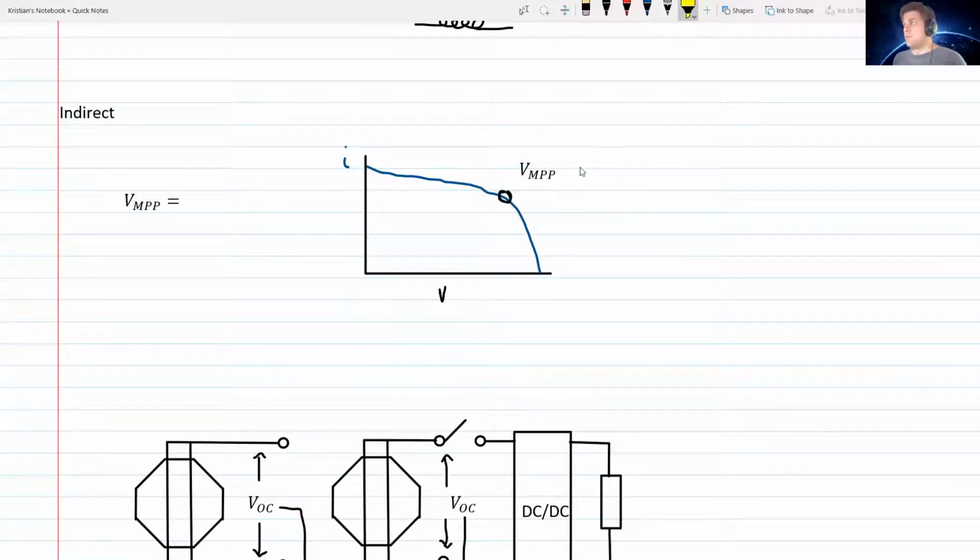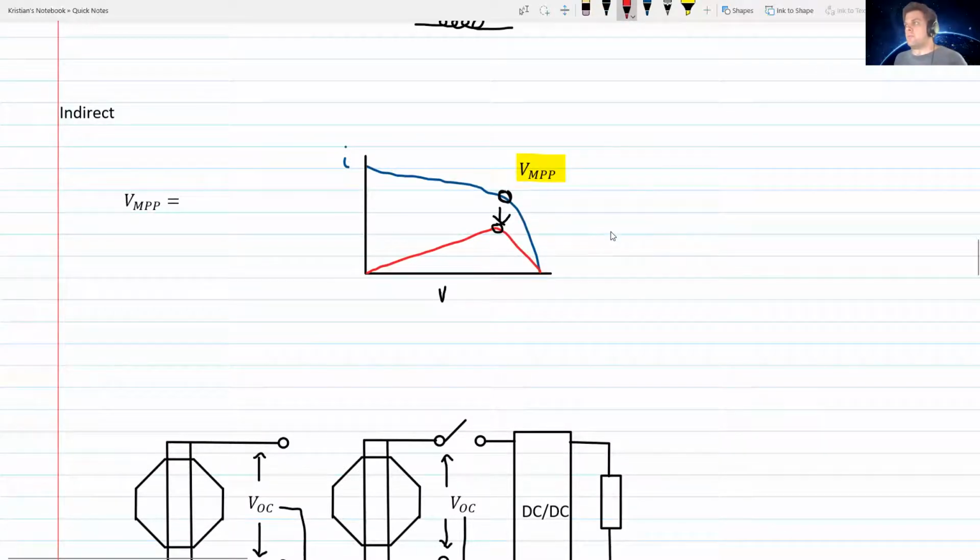For the photovoltaic cell, there's the voltage at the maximum power point. However, this maximum power point voltage requires knowledge about the power curve to be able to determine if we're at the peak of the power curve.